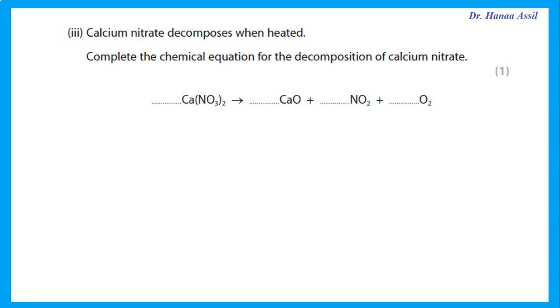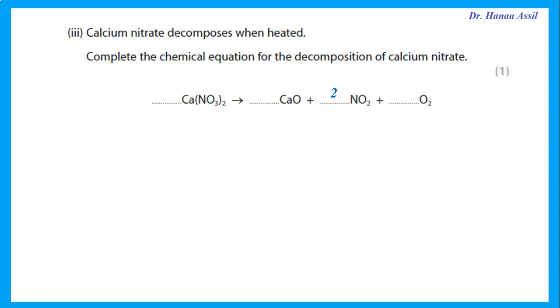So how many calcium before the arrow? Well, so far we have 1. How many calcium after the arrow? 1. So far it's balanced. How many nitrogens before the arrow? Remember we said a number below applies only to the element immediately before it. So that 3 there applies only to oxygen. But the 2 outside the bracket applies to everything inside. So actually we have 2 nitrogens. So first we need to put 2 here so that we balance the nitrogens.